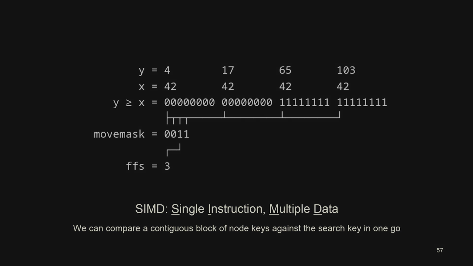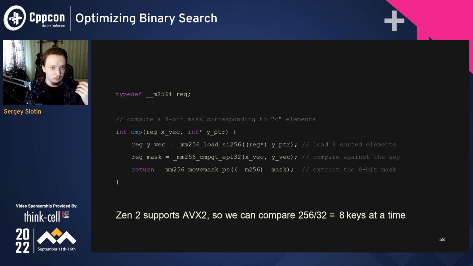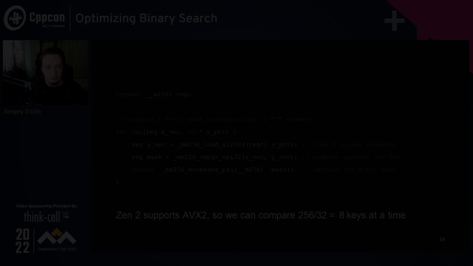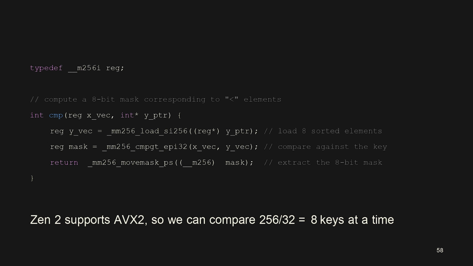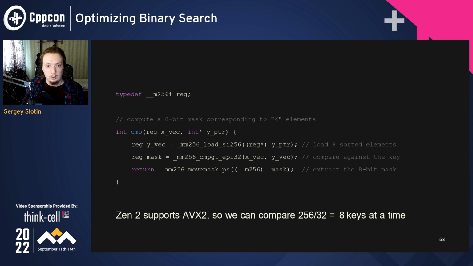The CPU that we optimize for supports a SIMD extension called AVX2, which has 256-bit wide registers that can fit 8 integers. We can write a small function that takes a vector of 8 copies of the search key and a pointer to a memory block that has 8 node keys. It loads these 8 keys into a vector register, does the comparison against the search key, and produces an 8-bit mask with this move mask instruction out of this vector mask. So it's just 3 instructions for 8 comparisons, which is a pretty good ratio.